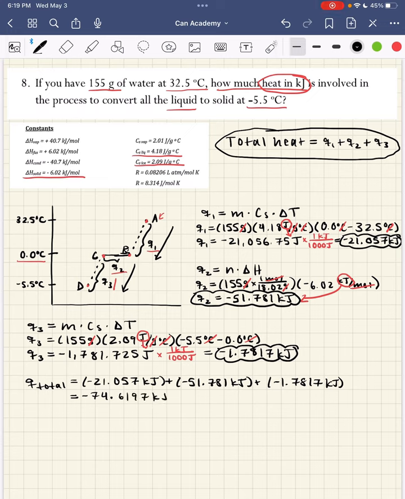But we have to remember sig figs. If we go back to the original question, we can see that because we're multiplying, the smallest number of sig figs that's limiting us is this negative 5.5. So our final answer is going to require 2 sig figs. So Q total is going to equal negative 75 kilojoules. And that is going to be our final answer.